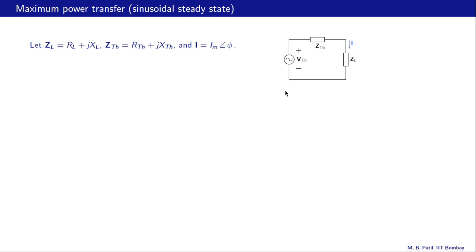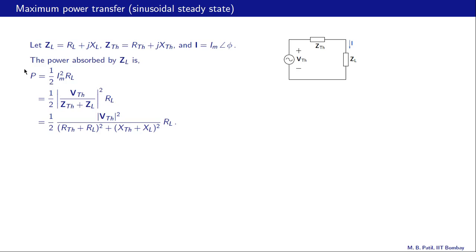We want to find the condition for which the power transferred from this circuit to ZL is maximum. Let us begin with ZL equal to RL plus jXL, where RL is the real part of ZL and XL is the imaginary part of ZL. Similarly, let ZTH be RTH plus jXTH. Let I be Im angle phi. Im is the magnitude of this phasor I, and phi is its angle.